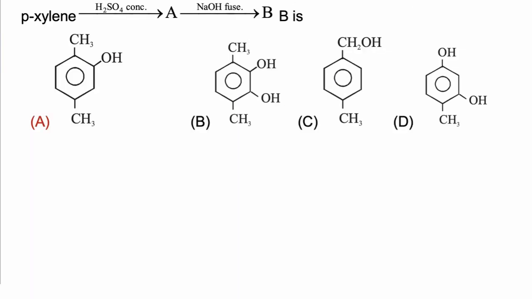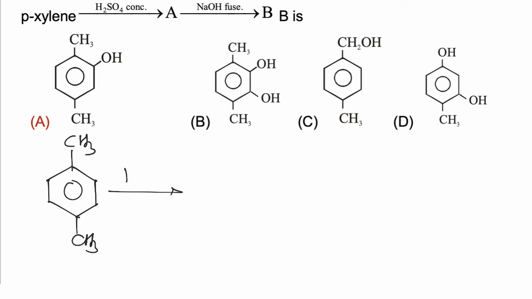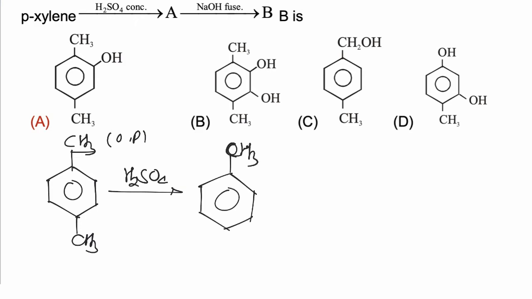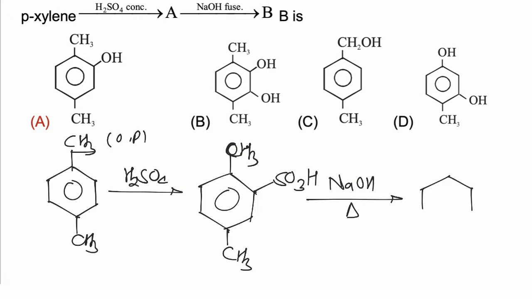In this question, paraxylene is first treated with H2SO4. So paraxylene on treating with H2SO4, since CH3 is ortho-para directing, so SO3H group will be attached at ortho position of CH3 group. Now treating this molecule with NaOH at high temperature, SO3H will be removed and it will convert it to alcohol or phenol, and hence correct answer is A.